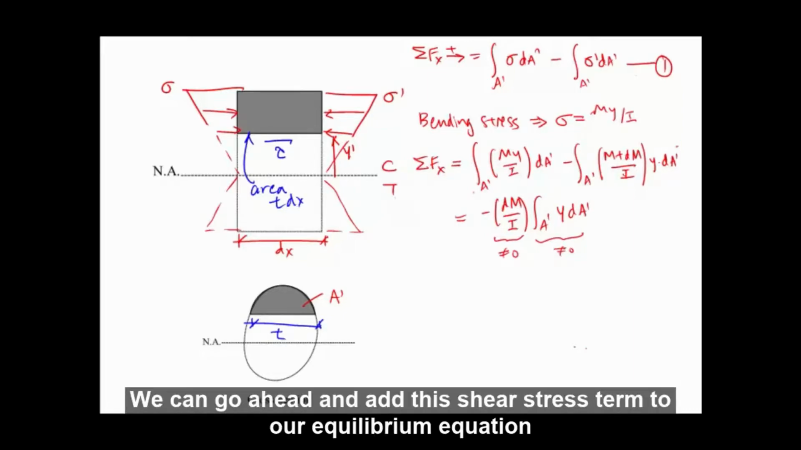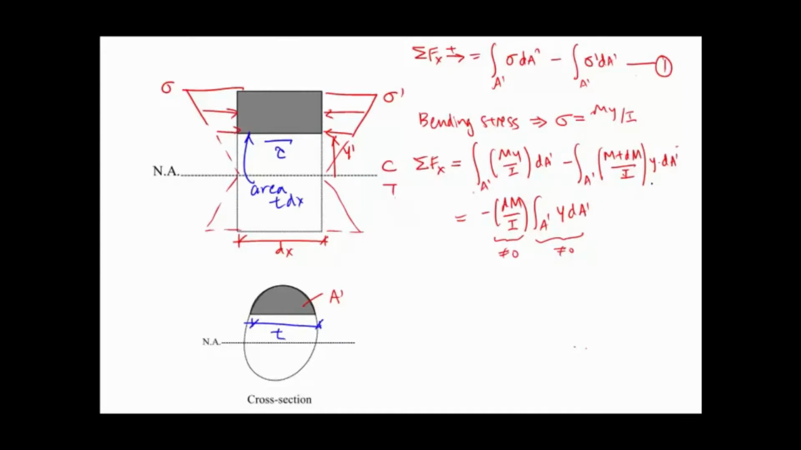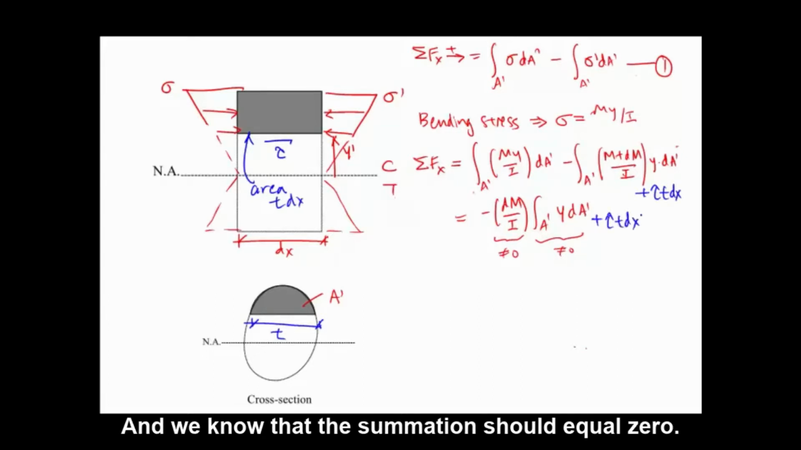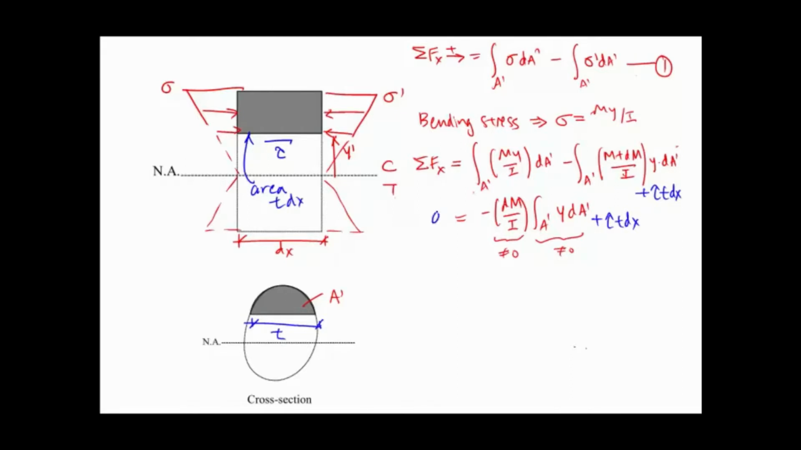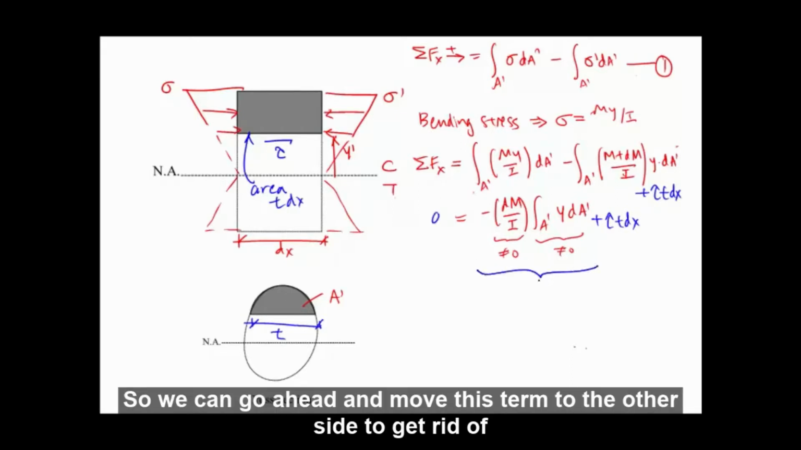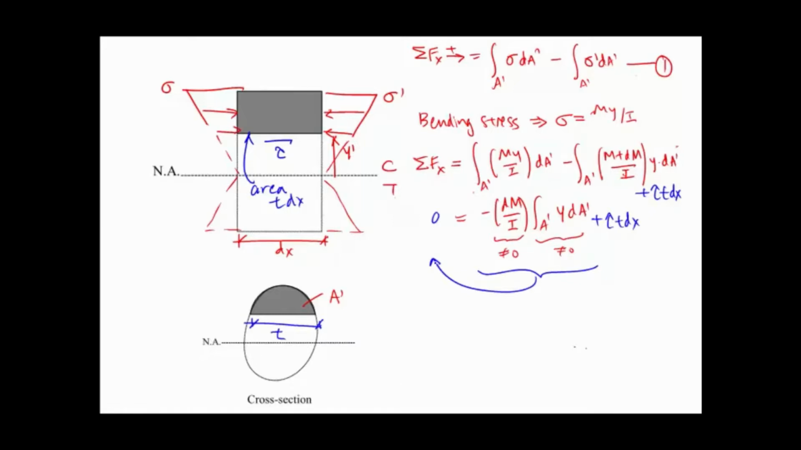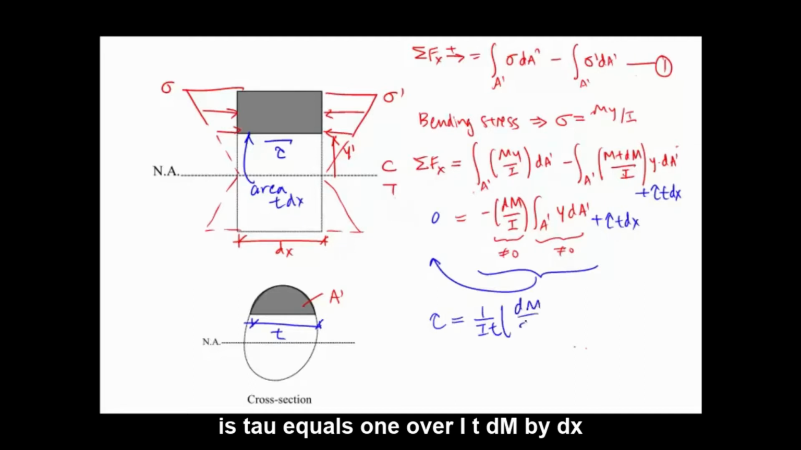We can go ahead and add this shear stress term to our equilibrium equation. So here it's an addition of tau times t dx, same as here. And we know that the summation should equal 0. So we can move this term to the other side to get rid of the negative sign. And what we have when we rearrange is tau equals 1 over It, dM by dx, and we have our integral.